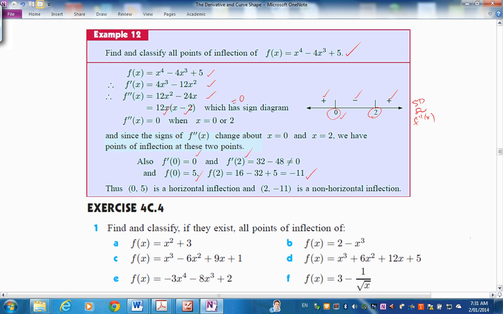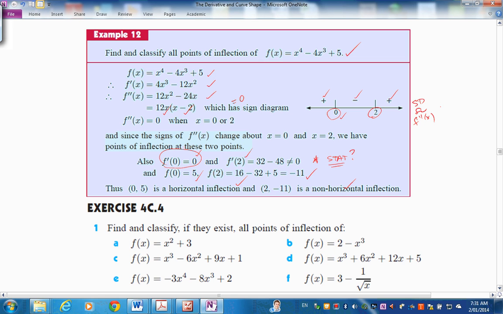Okay, so there we have it. The idea here is to see whether they are stationary points of inflection. Are they stationary? One of them is this one here. f'(0) is 0, so it is a stationary point of inflection. So it's a horizontal inflection, and that's a non-horizontal inflection. Alright, so that's the idea.